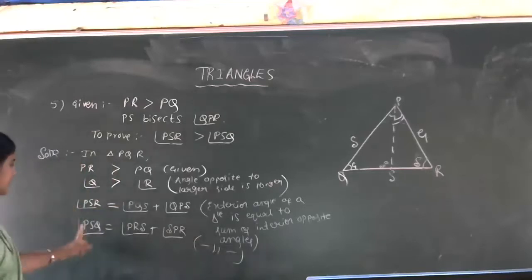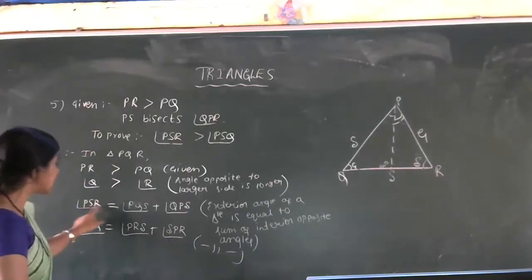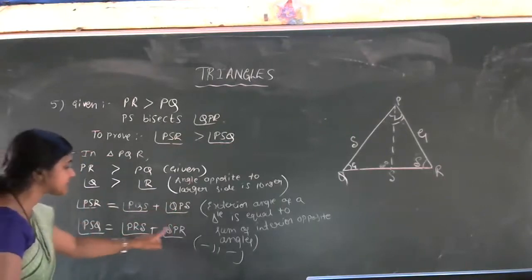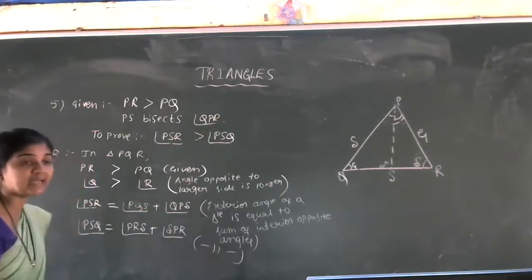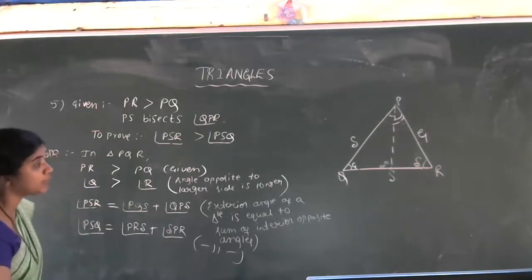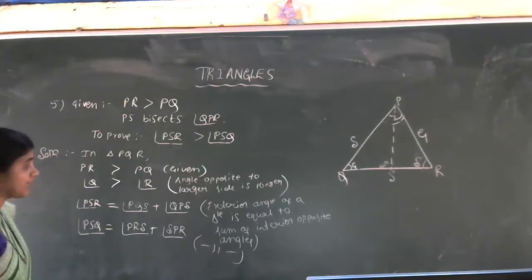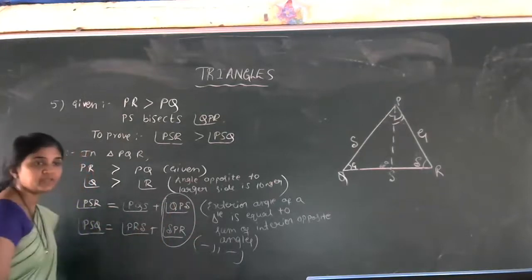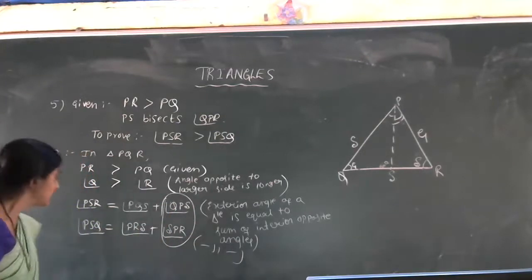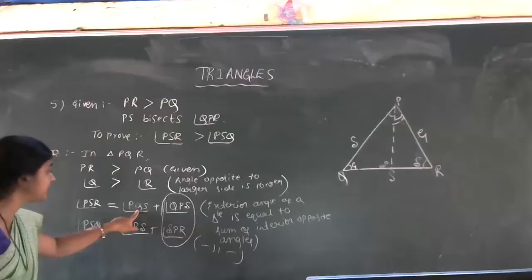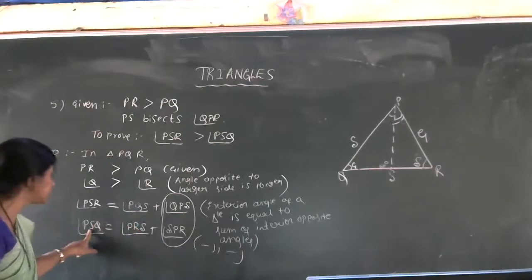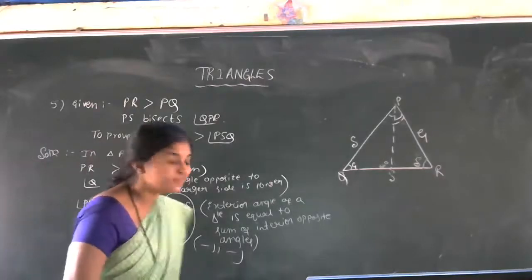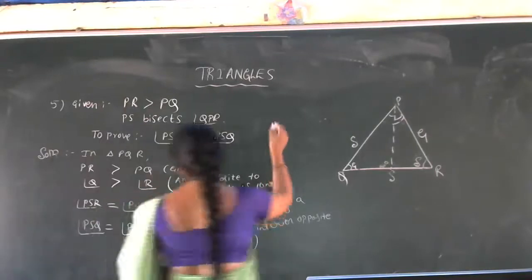Now just verify PSR and PSQ. PSR is the sum of PQS plus QPS. PSQ is the sum of PRS plus SPR. Here two angles are equal. Which angles are equal here? QPS and RPS. These two angles are equal. So now PSR, which is equal to PQS plus QPS, has the greater angle. PSQ, which is equal to PRS plus SPR, has the smaller angle. So now, can you give the conclusion?